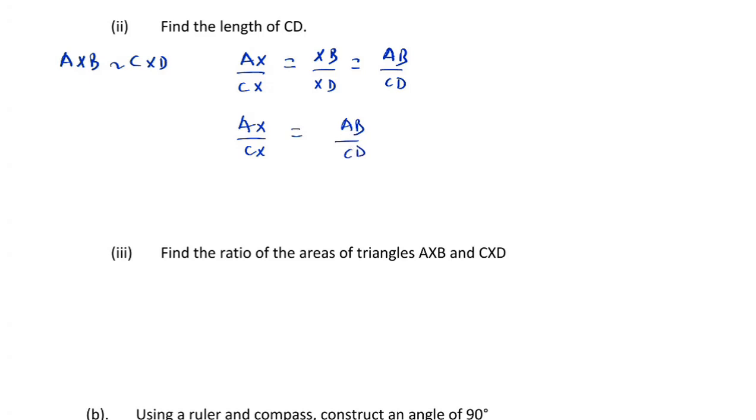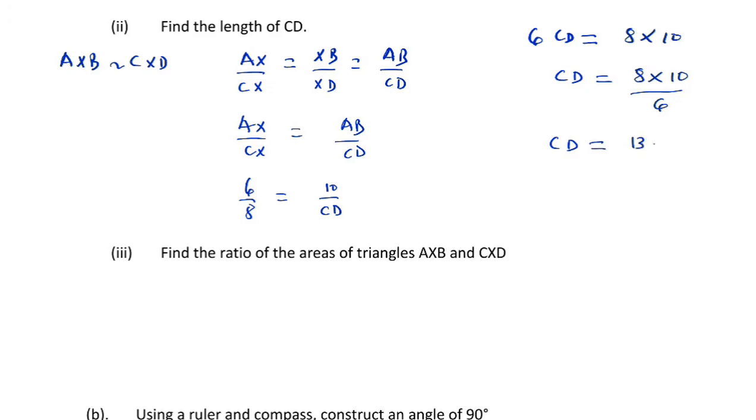Let us substitute the values from the figure. We are going to have 6 over 8 equals 10 over CD. Let us just cross multiply these equations. We are going to have 6 CD equals 8 times 10. Dividing by 6 both sides, we have CD equals 8 times 10 over 6. Computing these values, we have CD equals 13.33 centimeters. And this is our answer.